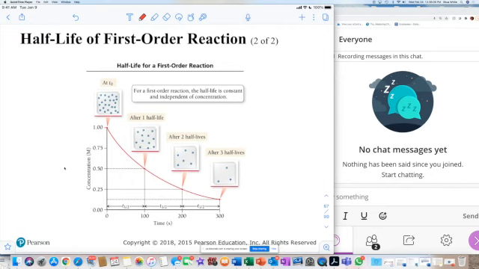So what we're trying to see is we want to spend some quality time looking at the half-life of the first order. Let me give you guys a tidbit about the future. We spend a little extra time examining the half-life of a first order reaction.